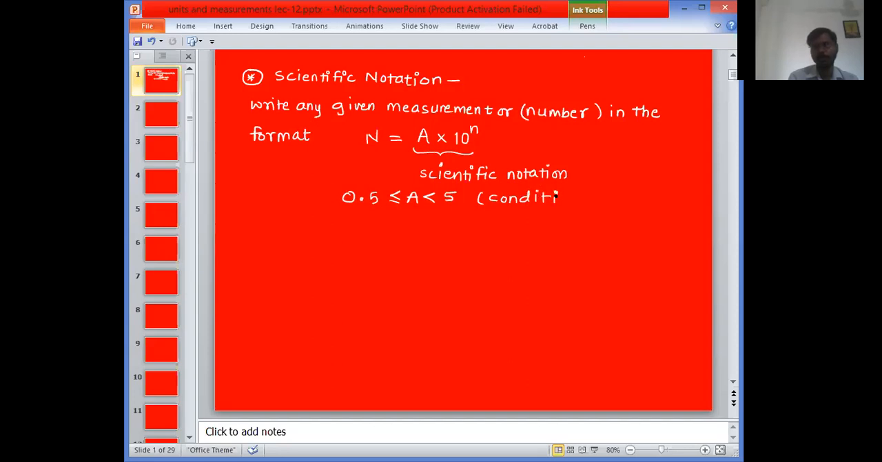While converting a given number into scientific notation. Okay, now let us try to understand this with an example. Let me give you one value as the radius of Earth.